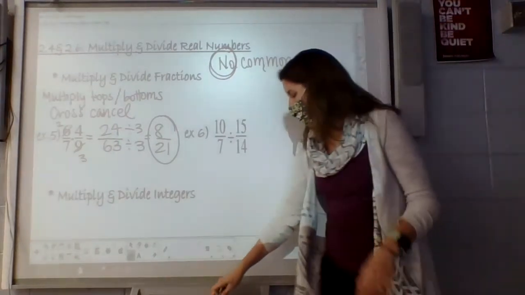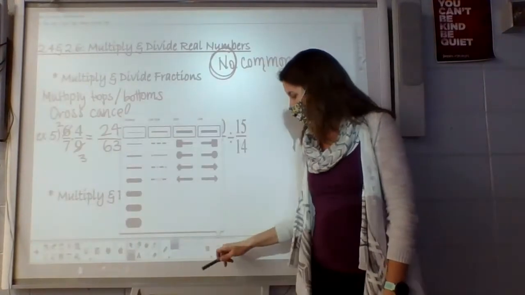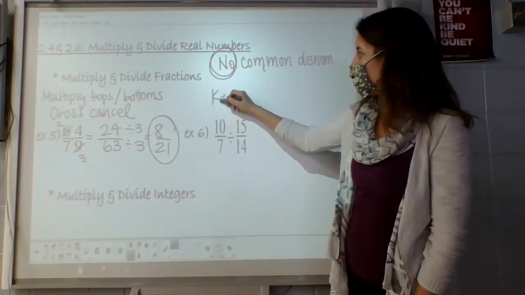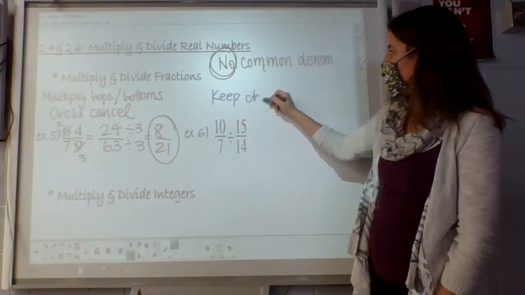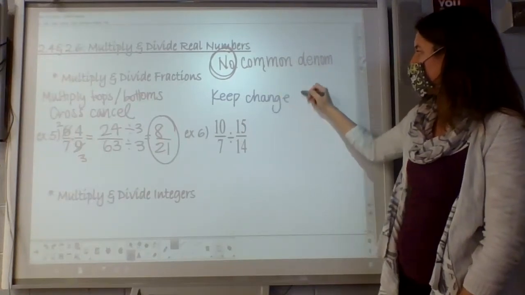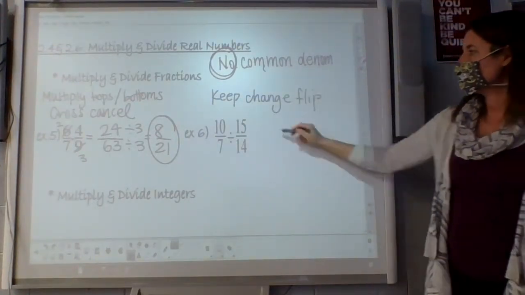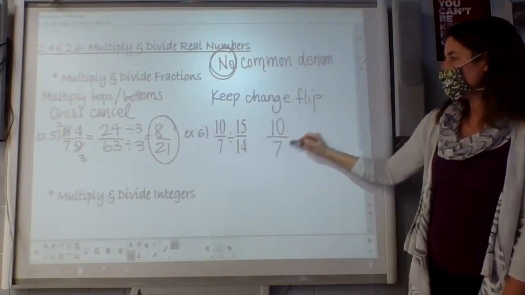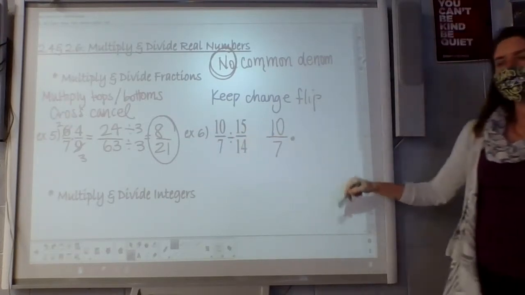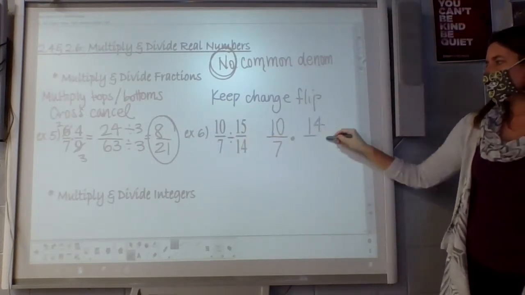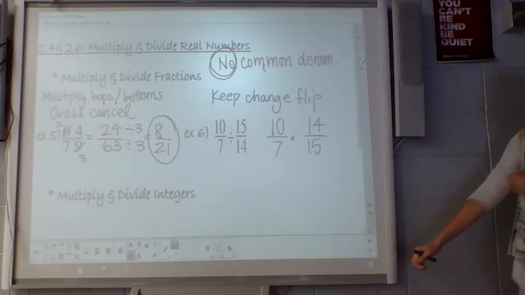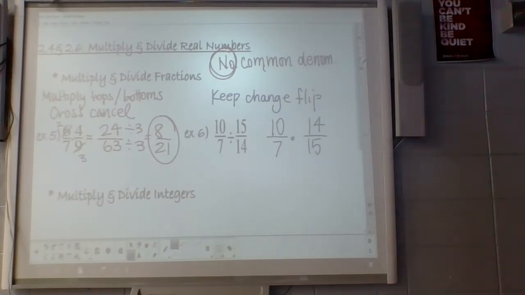What's the big thing to remember with dividing? Keep, change, flip. So this one, keep, change it to multiplication, and then flip this fraction. And then again, you can either cross cancel or multiply the way they are.